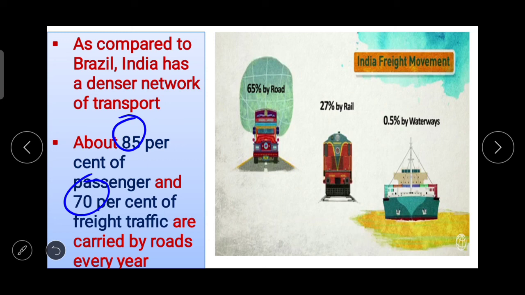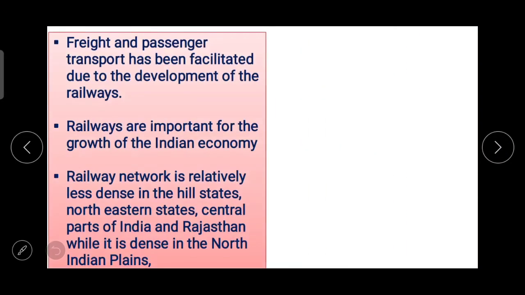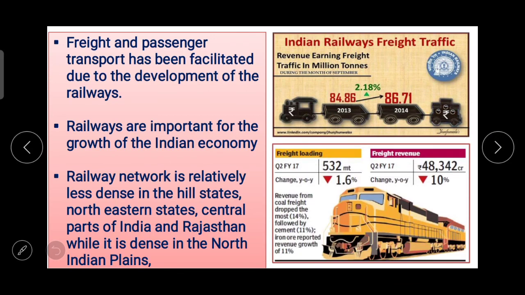Railway network is relatively less dense in the hill states, northeastern states, central parts of India and Rajasthan, while it is dense in the North Indian plains. To understand this in detail, you can refer to figure 9.11. So, Indian freight movement is 65% by road, 27% by rail and 0.5% by waterways.